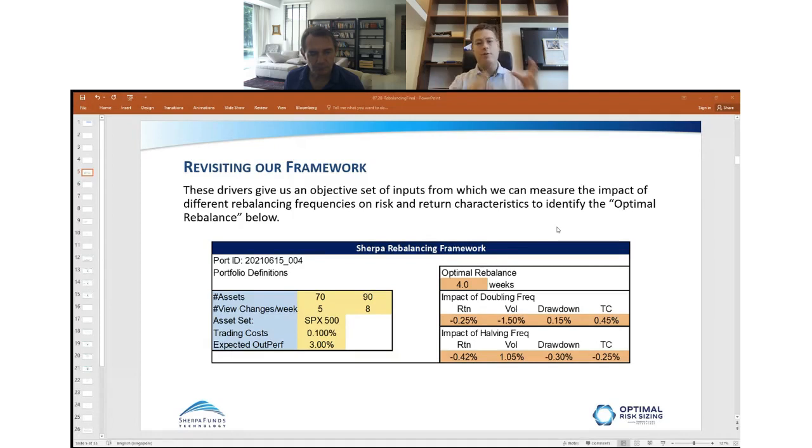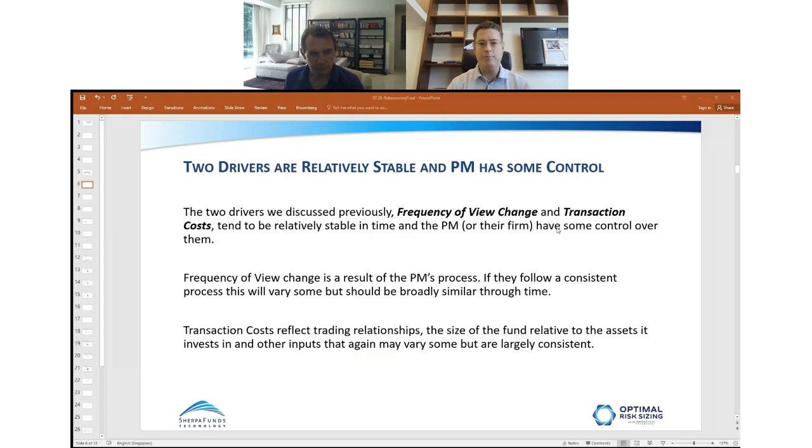We're going to use this framework to take those drivers, vary them, and see what the implication would be for a given portfolio strategy. So the first two drivers that we talked about last time, we're not going to dwell on as much today. If you missed the last session, by all means, go check out the webinar on our YouTube page.